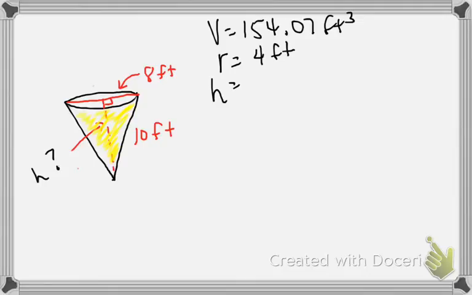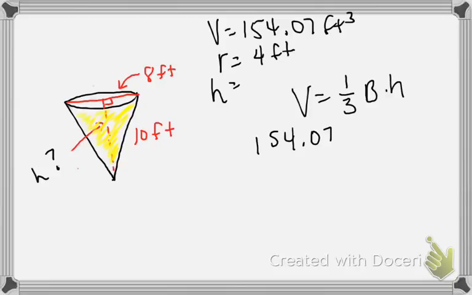So again, volume equals 1/3 big B times H. We know the volume is 154.07. We're going to say 1/3. Big B is pi r squared times H. All right, so I'm going to clean that up a little bit. So pi we are going to say is 3.14.